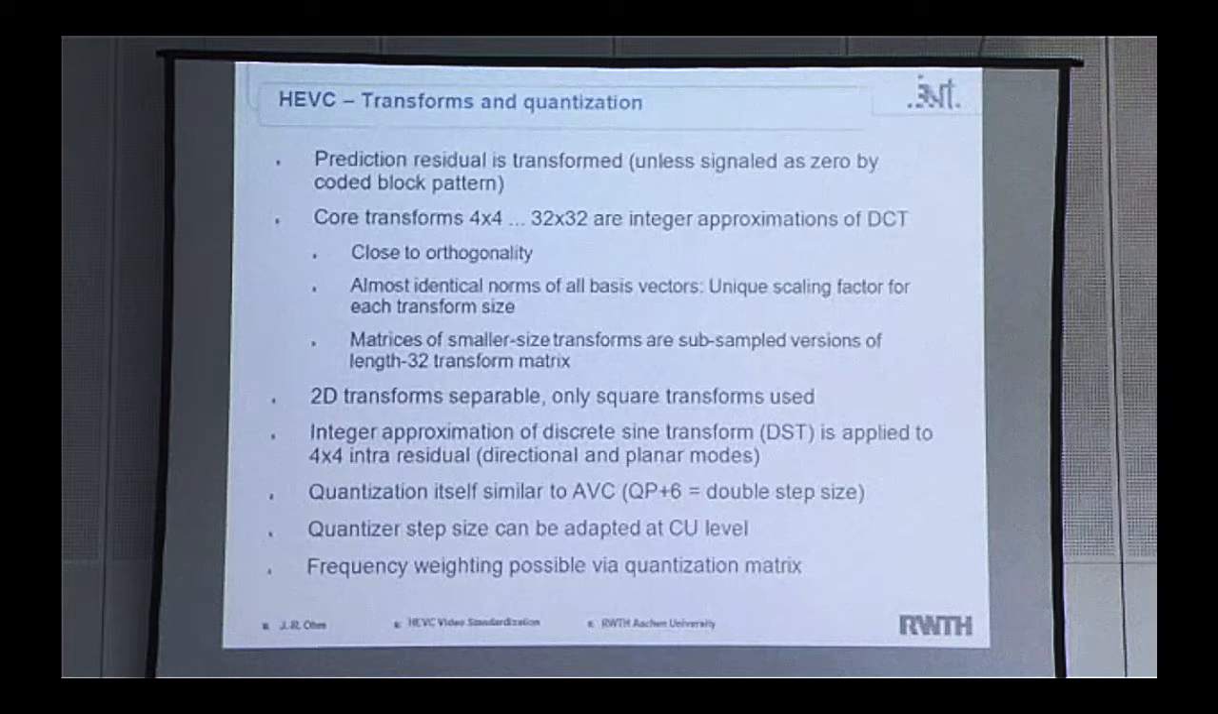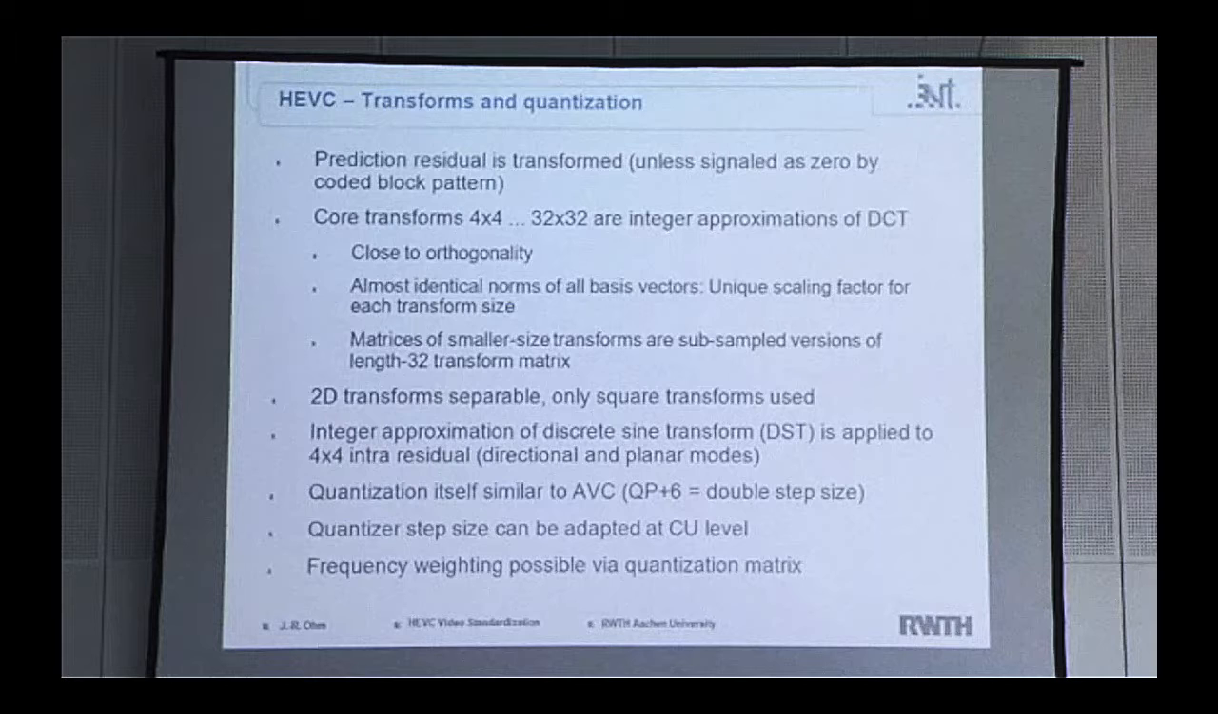Quantization is very similar to HEVC. We have this logarithmic scale of quantization step size. If you increase the QP by 6, you have double quantization step size. Quantizer step size can be adapted at the CTU level. Some sophisticated coding mechanisms also for that. I think it's too much detail to go into that.